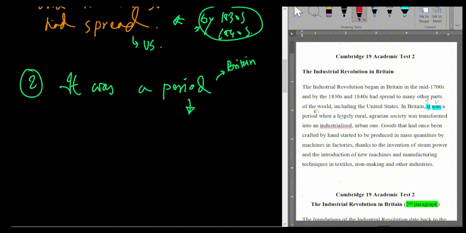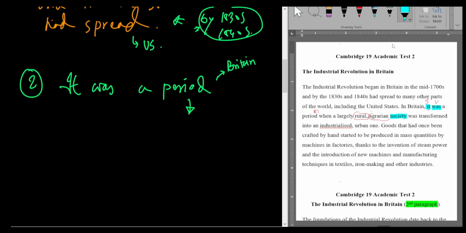So it was a period when a largely rural agrarian society, this is related to agriculture, right? And rural, which is something like countryside areas, or which is not urban, right? So this was a period when a largely rural agrarian society. So we are looking for a noun, right? We're looking for a noun. So this was the noun, the society.